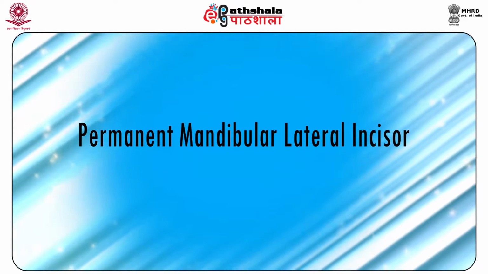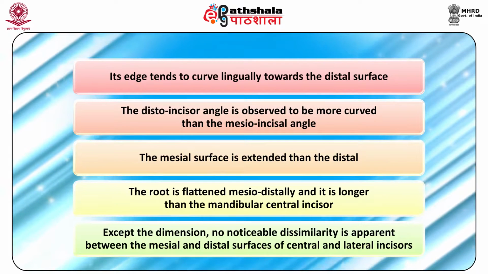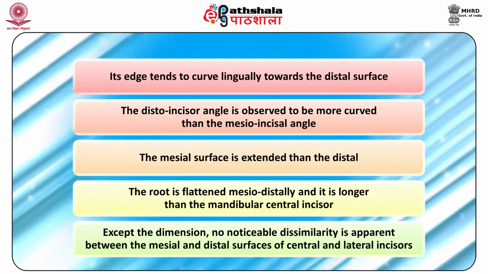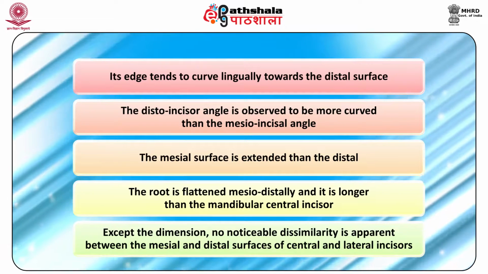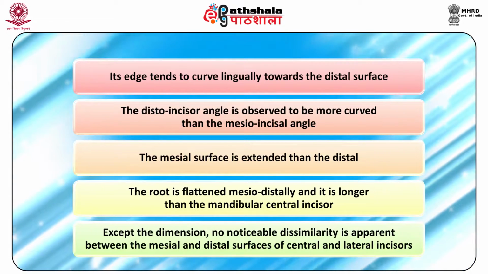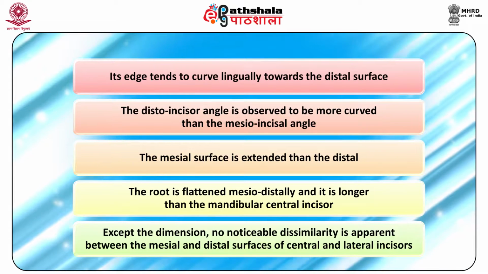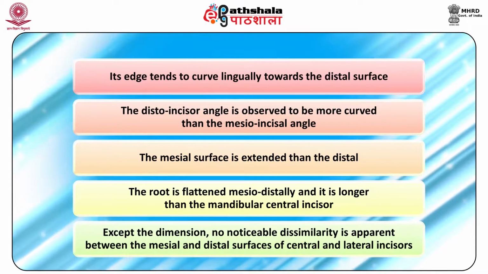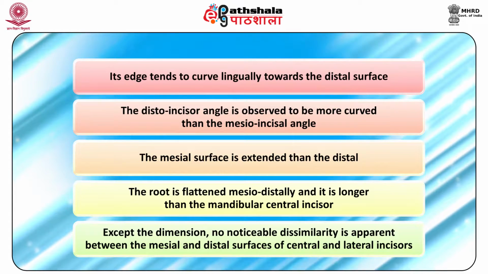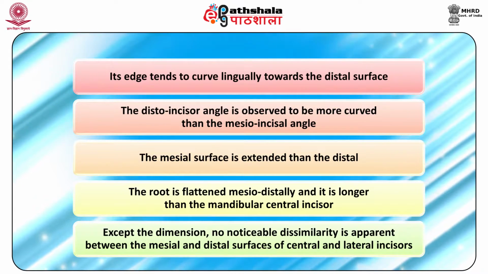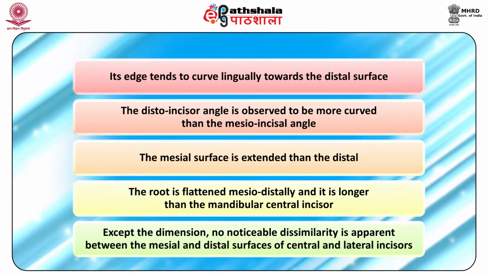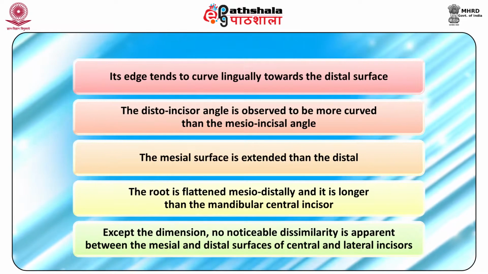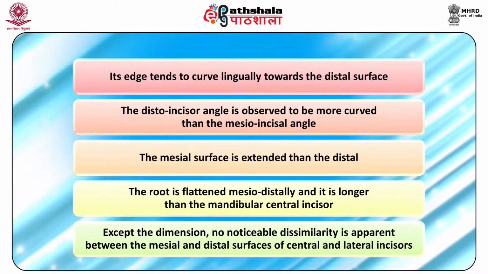Now coming on to the permanent mandibular lateral incisor. This tooth is slightly wider than the mandibular central incisor. Its edge tends to curve lingually towards the distal surface. The disto-incisal angle is observed to be more curved than the mesio-incisal angle. The mesial surface is extended more than the distal. The root is flattened mesiodistally and it is longer than the mandibular central incisor. Excepting the dimension, no noticeable dissimilarity is apparent between the mesial and distal surfaces of the central and lateral incisors.